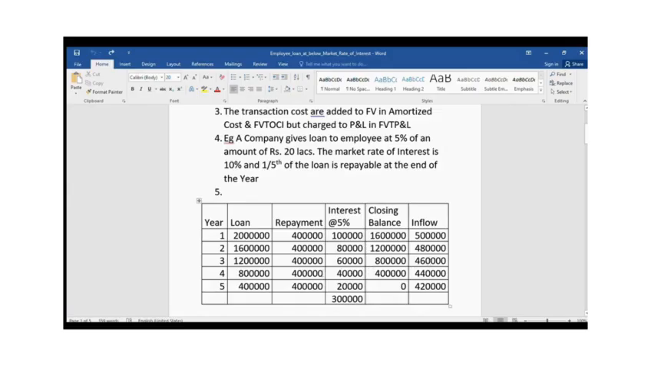The opening balance for the fourth year would be 8 lakhs. 8 lakhs, 5% of that would be 40,000. 4 lakh plus 40,000, 4 lakh 40,000, would be the total inflow, and the closing balance would be 4 lakhs, which will be the opening balance for the fifth year. 4 lakhs, 5% of that would be 20,000. 4 lakh 20,000 would be the total inflow, and the closing balance would be 0. So the total of interest at 5% would amount to rupees 3 lakhs, and the total inflow would be 23 lakhs.